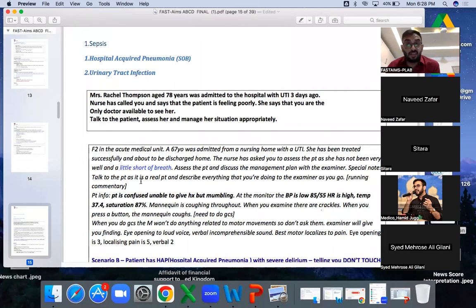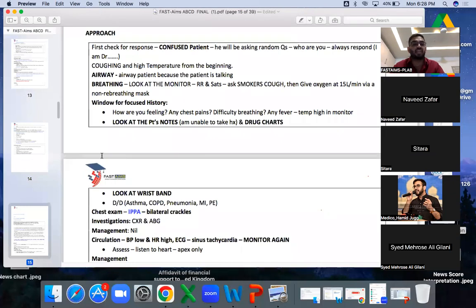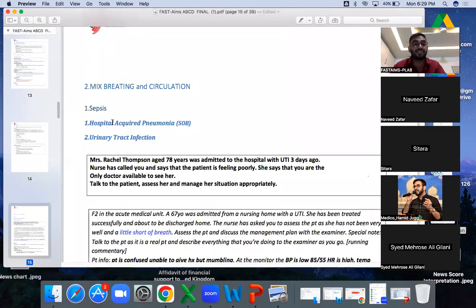It can be confusion. It can be shortness of breath. The patient can present with any of these symptoms. You have to follow your ABCDE approach. We directly come to airway, patent, then breathing. Again, if the oxygen saturation is low, you will give oxygen after asking the question regarding COPD. Then again, you will be checking all those things you have already done. But except for oxygen, in this scenario, these are the scenarios with sepsis.